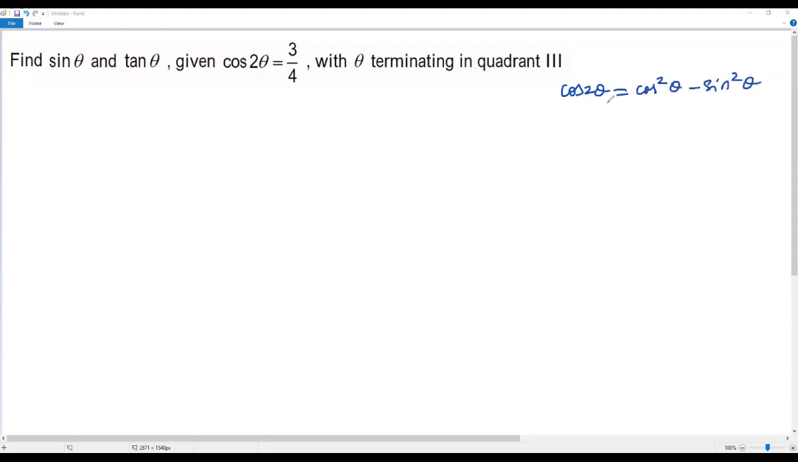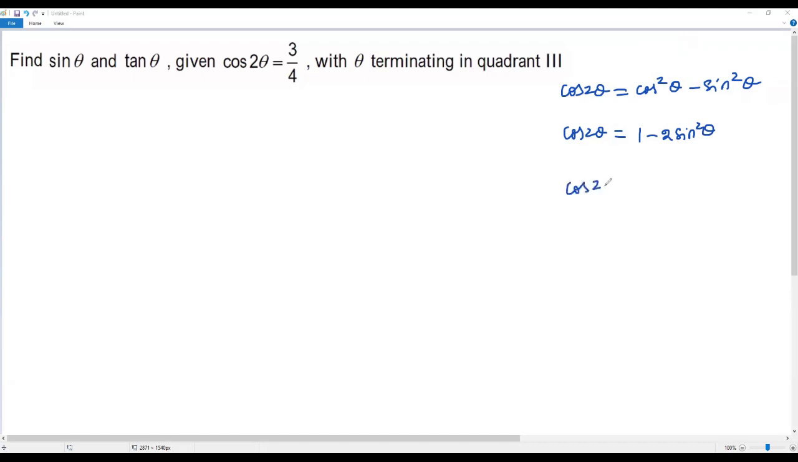From this formula of cosine 2 theta, we can find two more variants. Cosine 2 theta is equal to, since cosine square theta equals 1 minus sine square theta, if I plug in 1 minus sine square theta for cosine square theta, the right side will become 1 minus 2 times sine square theta. So this is another variant of the formula for cosine 2 theta.